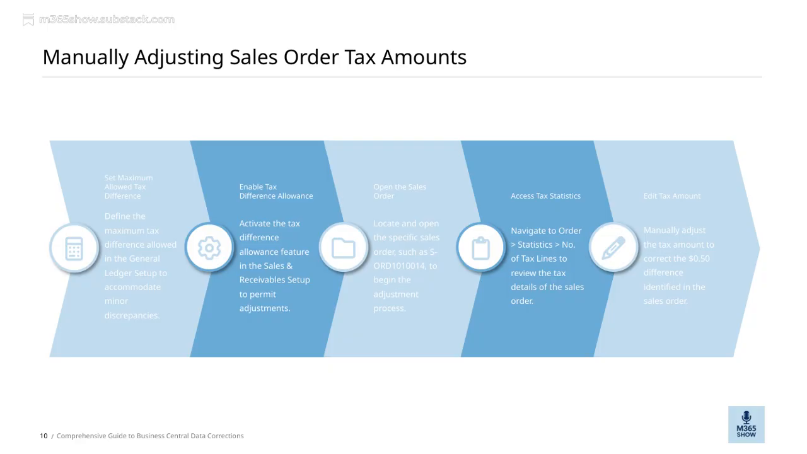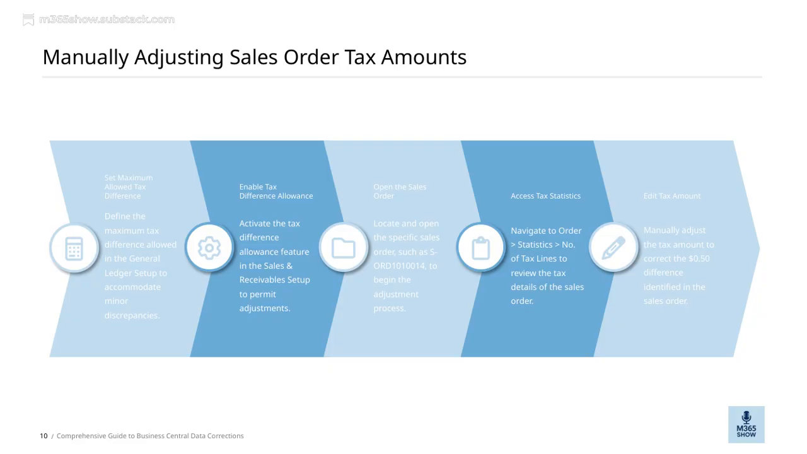Next, ensure that the Tax Difference Allowance feature is activated in the Sales and Receivables setup. This feature is what enables you to make these manual adjustments without issues. Finally, check the General Ledger setup to set the maximum tax difference allowed. This ensures that small discrepancies, like minor rounding issues, are within an acceptable range and don't trigger unnecessary alerts.